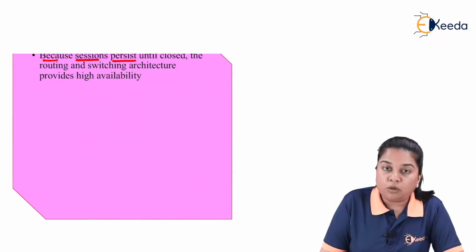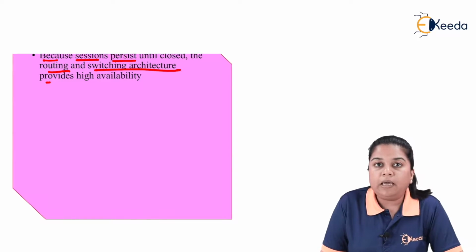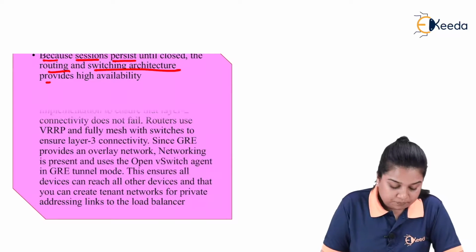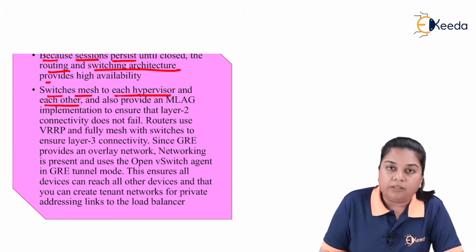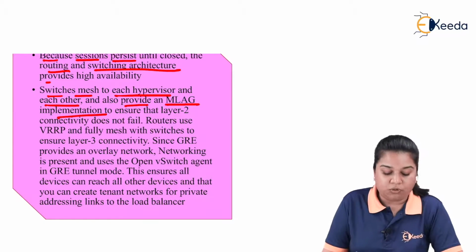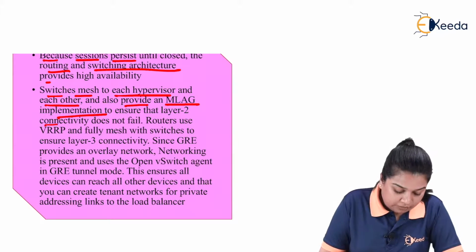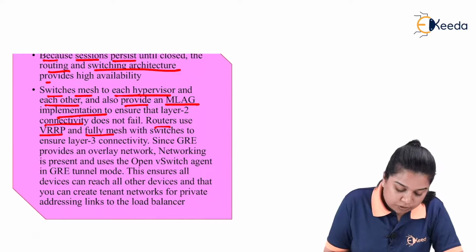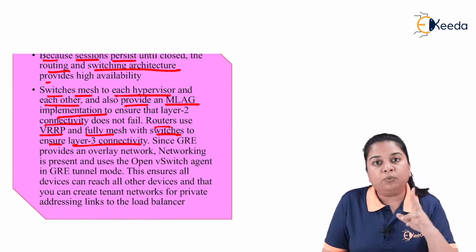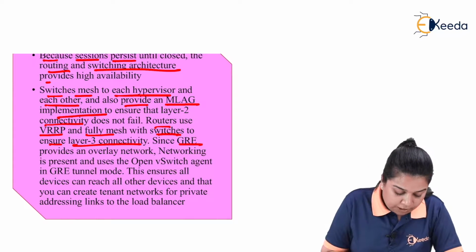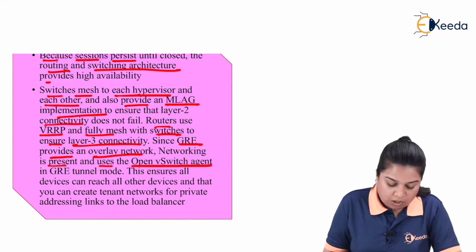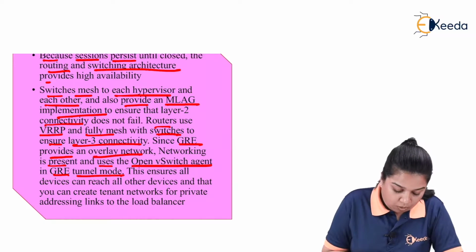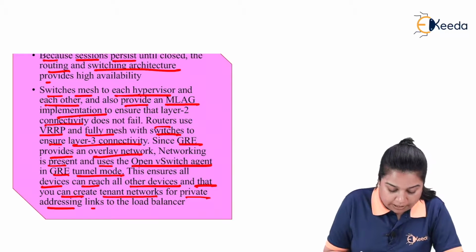Because sessions persist until closed, the routing and switching architecture provides high availability in that area. Switches mesh to each hypervisor and each other, and also provide an MLAG implementation to ensure L2, that is layer 2, connectivity does not fail in that scenario. Routers use VRRP and fully mesh with switches to ensure layer 3 connectivity here. So here both L2 and L3 connectivity is present. Since GRE provides an overlay network, networking uses the Open vSwitch agent in GRE tunnel mode. This ensures all devices can reach all other devices and that you can create tenant networks for private addressing links to the load balancer.